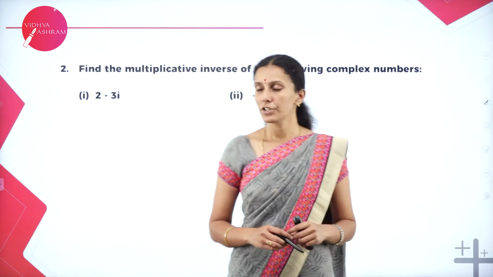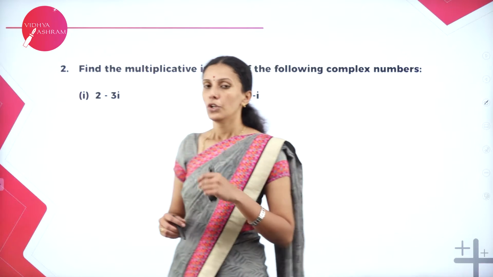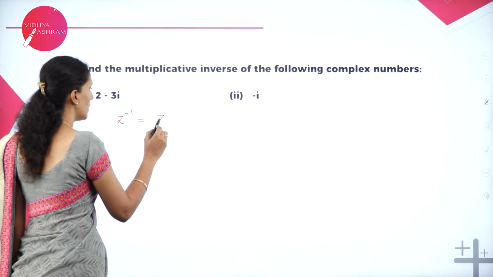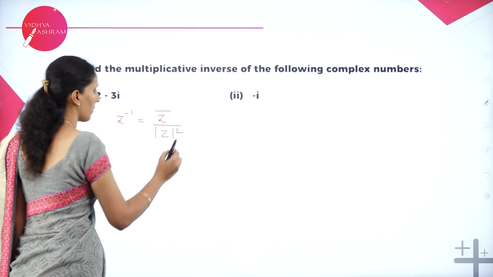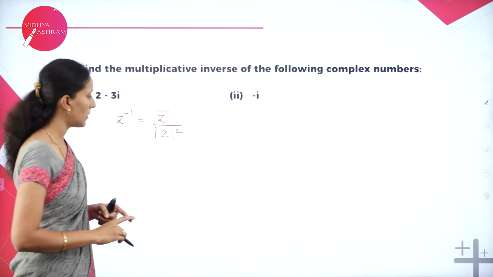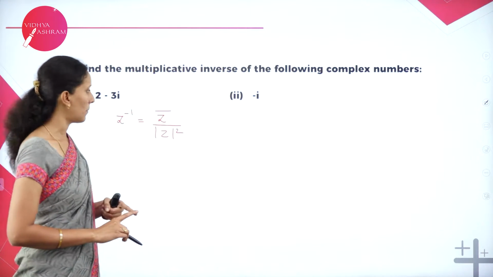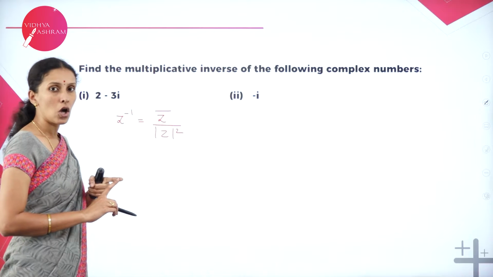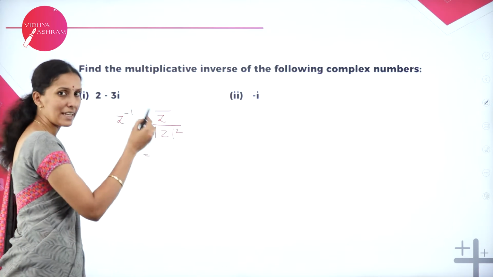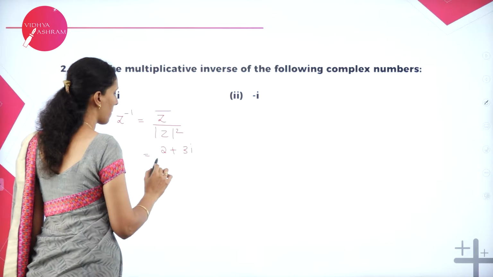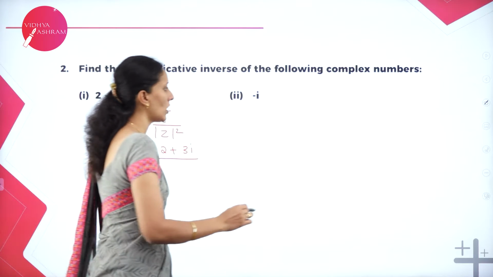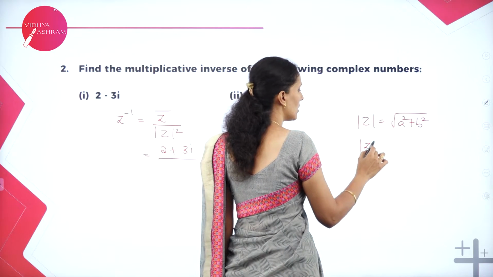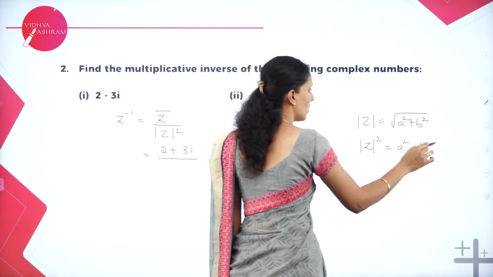Next we have: find the multiplicative inverse of the following complex number. To find the multiplicative inverse of a complex number, we have a formula, that is Z inverse is equal to Z bar divided by mod Z square. Here Z bar represents the conjugate of a complex number and mod Z is nothing but the modulus of a complex number. Now let's see what Z bar is. As I said, conjugate is nothing but changing the sign of only the imaginary part. So if 2 minus 3i is Z, then the conjugate is 2 plus 3i. Mod Z is equal to the square root of A square plus B square. If you square both sides, mod Z square is equal to A square plus B square. So this is mod Z square.